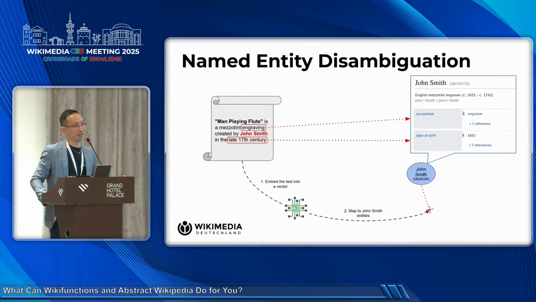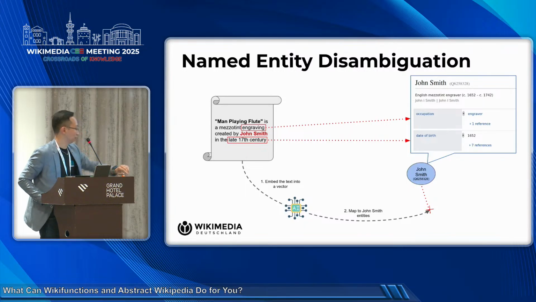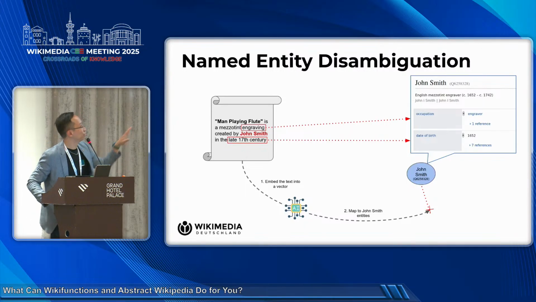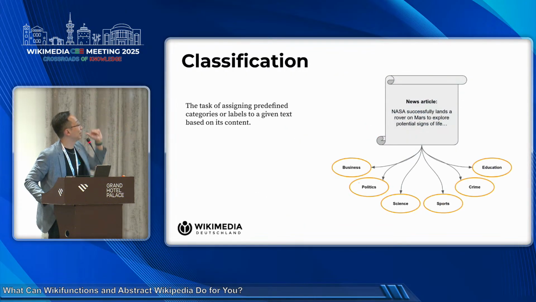These slides are shared on Commons, so when you have time, feel free to take a closer look at them. I'm not going to dwell too much on this, because I think most people will fall asleep, but you get the idea, right? Also for classification, the task is assigning predefined categories or labels to a given text based on its context.